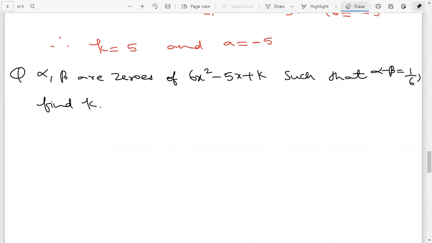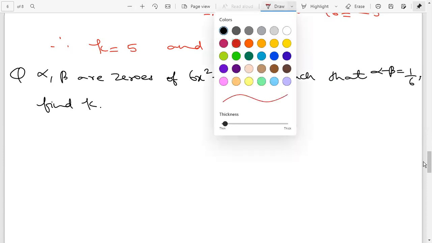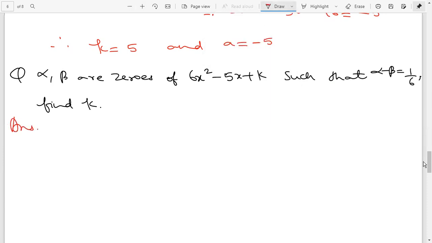Alpha, beta are zeros of this equation 6x square minus 5x plus k such that alpha minus beta equal to 1 by 6, not 6, 1 by 6. So to find the value of k, I will give you 2-3 minutes to solve this question. Alpha and beta are zeros. We can say roots or zeros of this given polynomial, a degree 2 polynomial, because the maximum power of x is 2 and we have 2 zeros. The 2 zeros are alpha and beta.